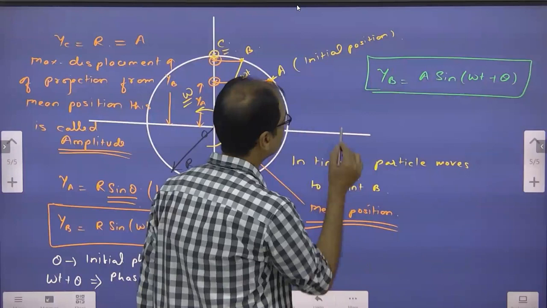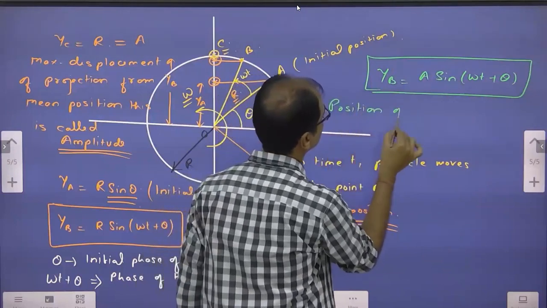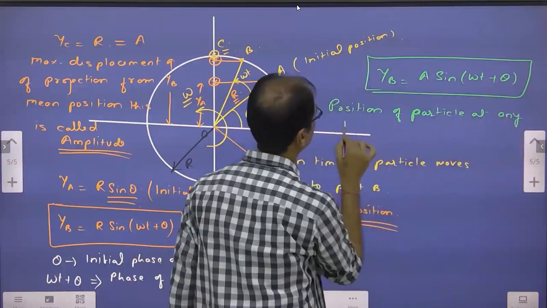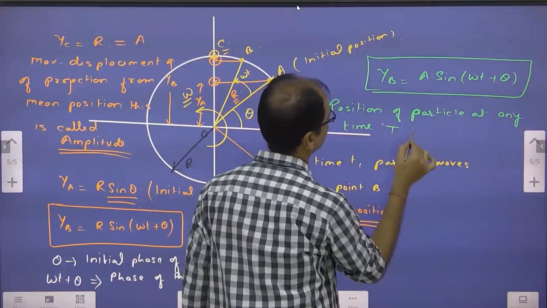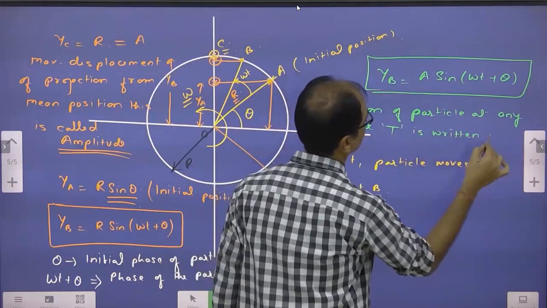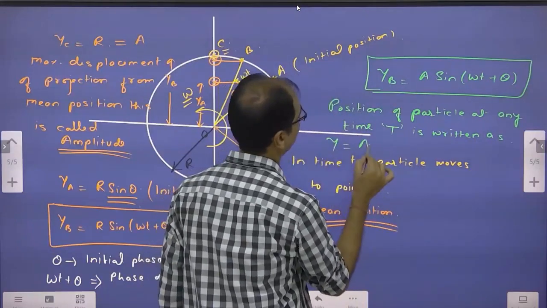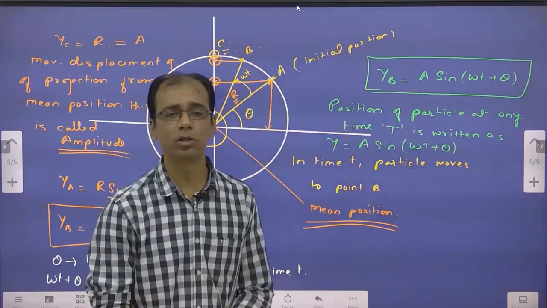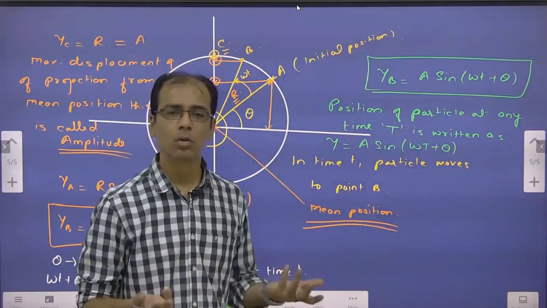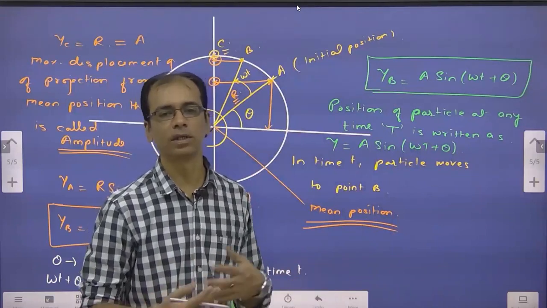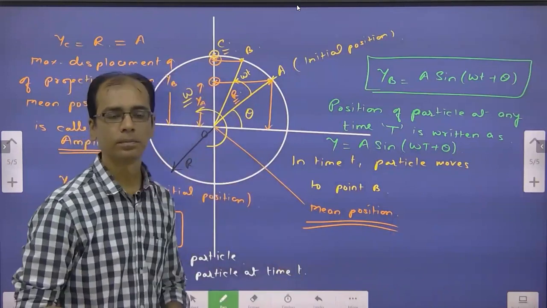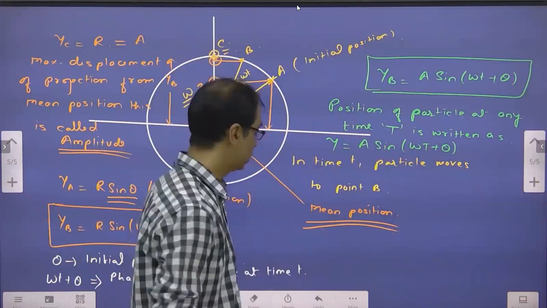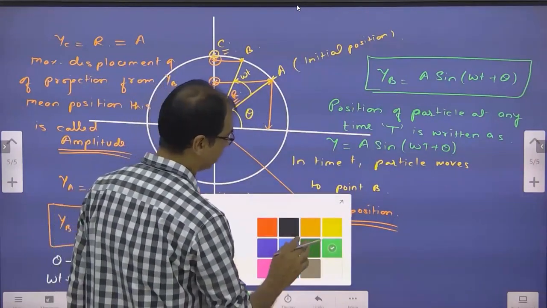So what we'll write? Position of the particle at any time t is written as y equal to A sine omega t plus theta. That's all. Why? Because in circular motion also, the angular position of the particle is omega into t, whatever time you say, 1 second, 2 seconds, 4, 5, 8 seconds. Accordingly, it will be traveling that angle. Exactly the same way in SHM also, the position will be given by A sine omega t plus theta. So this is how we find the position of any particle.